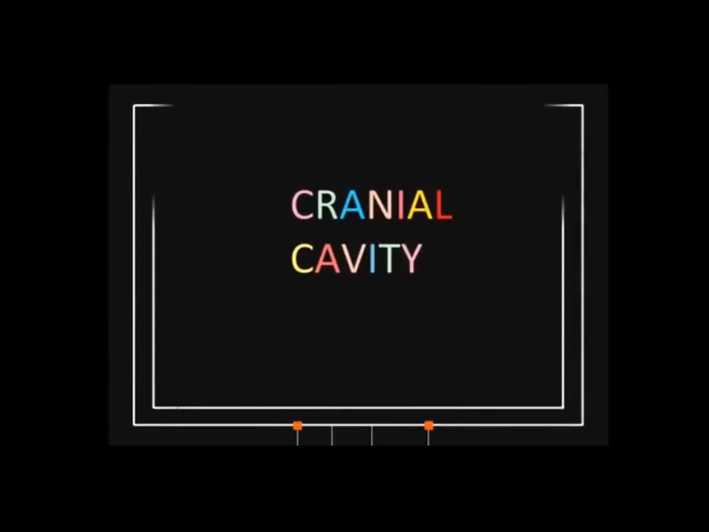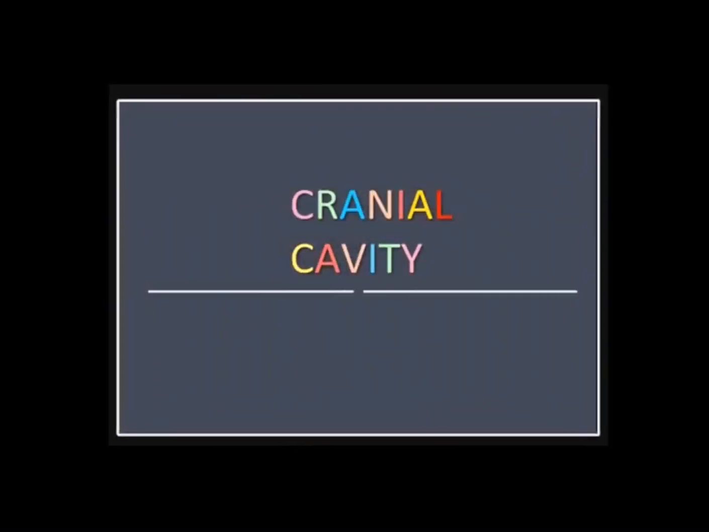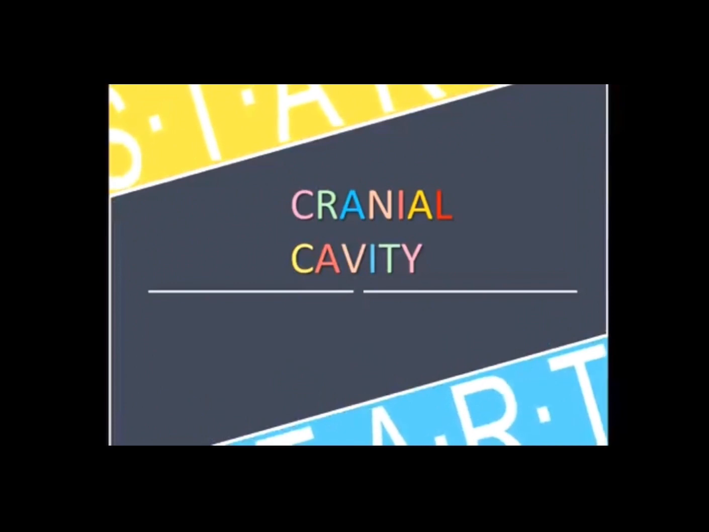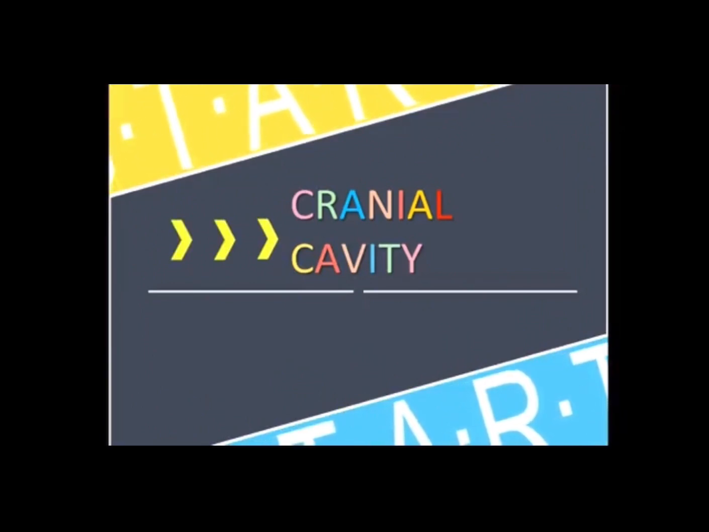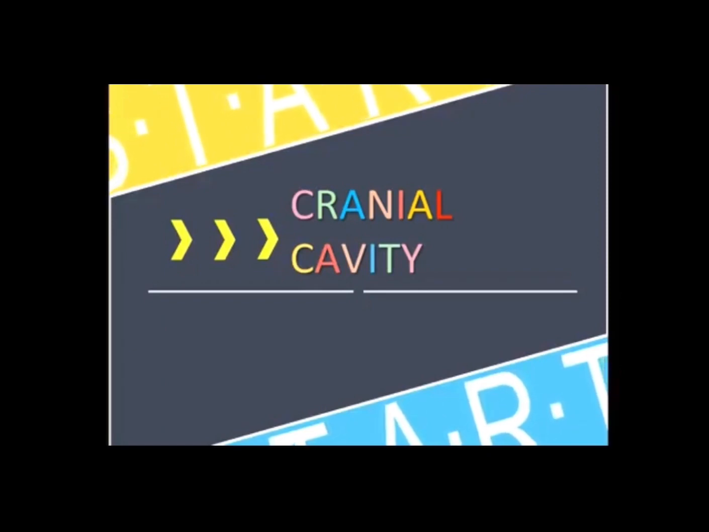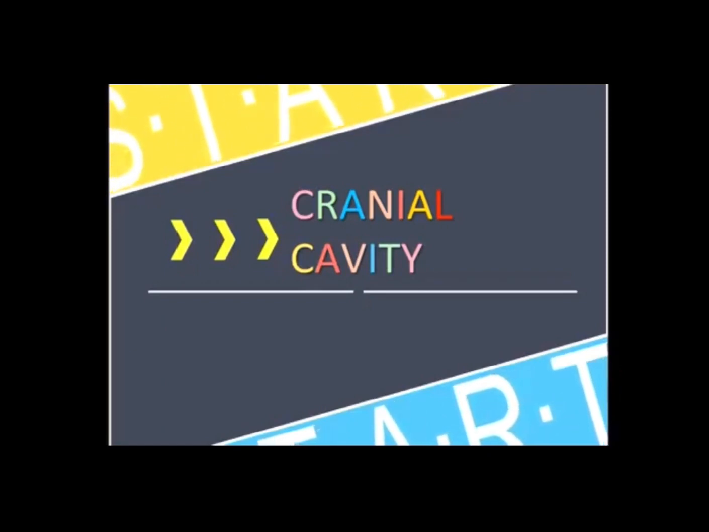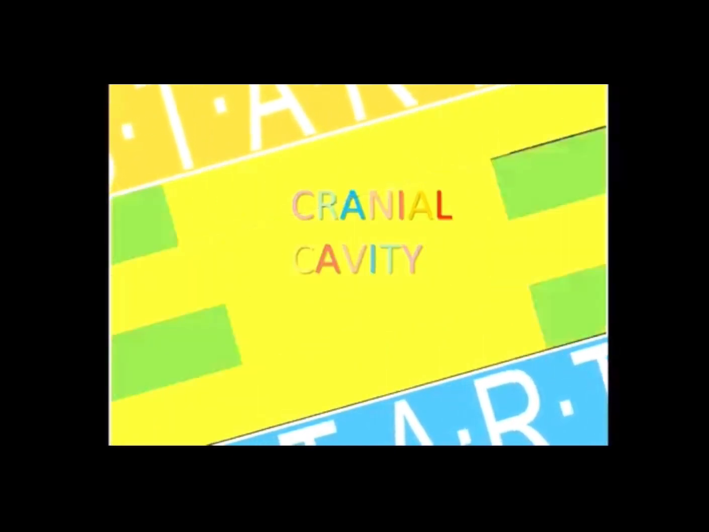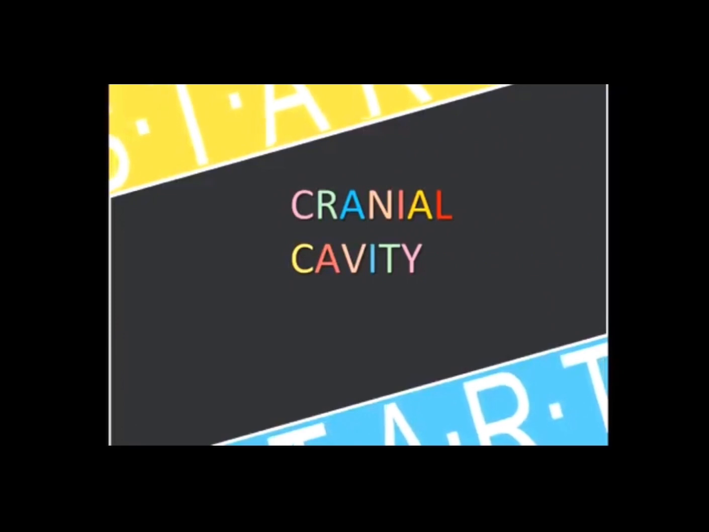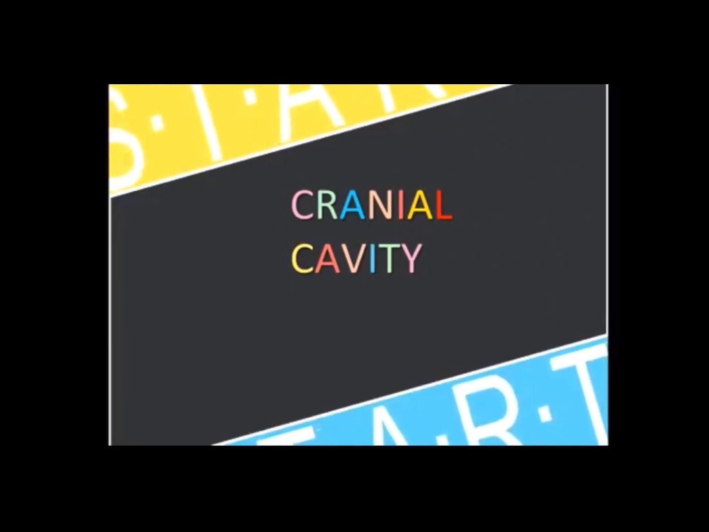Our cranial cavity houses the brain and other vital nerves, arteries, veins, and venous sinuses. The base of the skull is divided into three cranial fossae: the anterior, which is separated from the middle cranial fossa by the lesser wing of the sphenoid. Next is the middle, which is separated from the posterior cranial fossa by the petrous part of the temporal bone. And last is the posterior fossa.